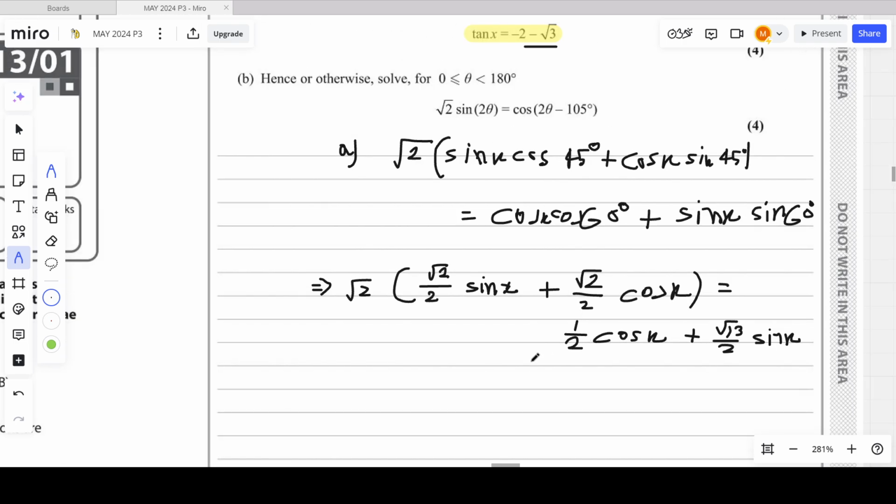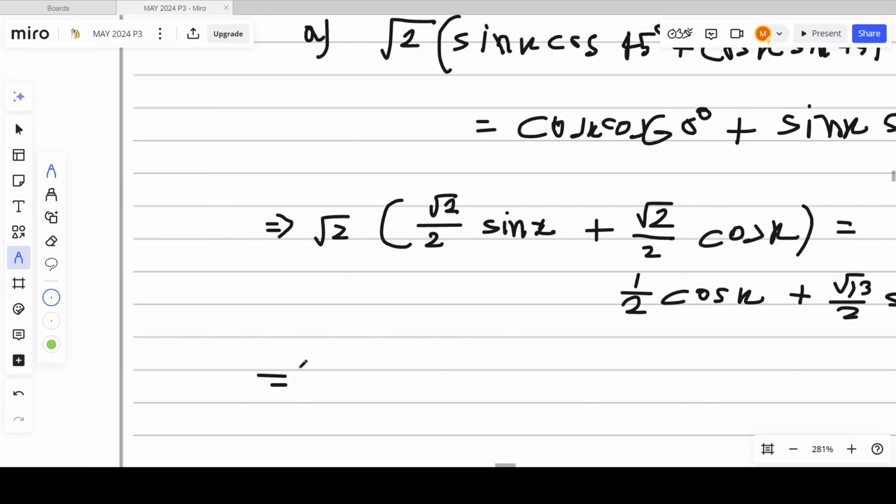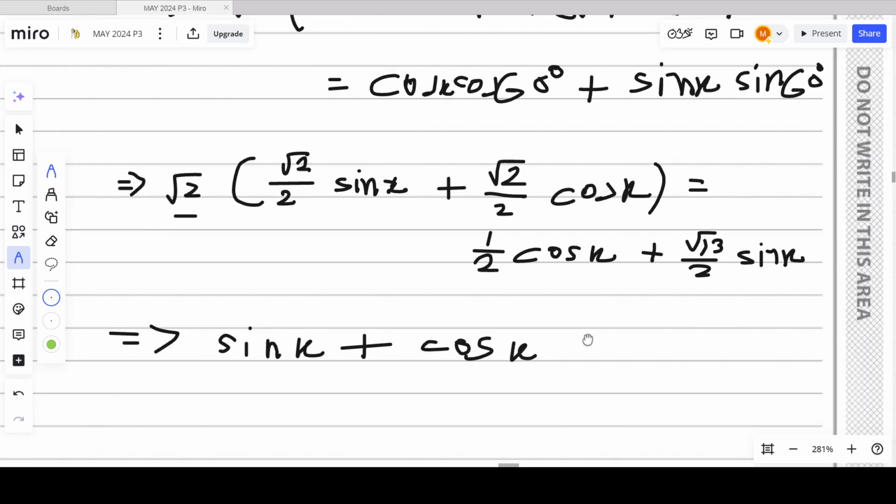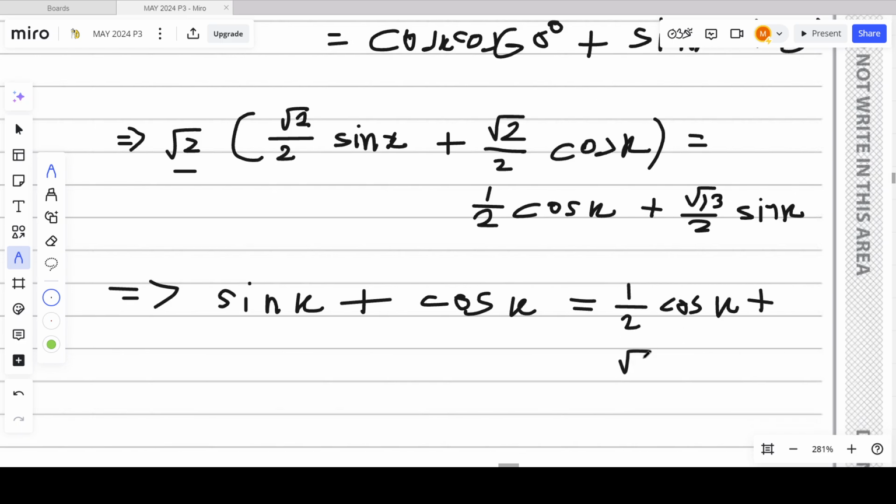Now multiply the brackets. Square root of 2 times square root of 2 is 2, so 2 over 2 is 1. So we get sine x plus, again square root of 2 times square root of 2 outside the bracket gives 1, cos x. This equals half of cos x plus square root of 3 over 2 sine x.